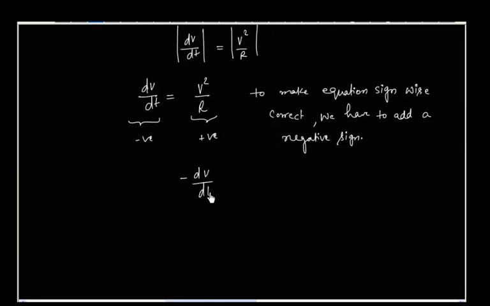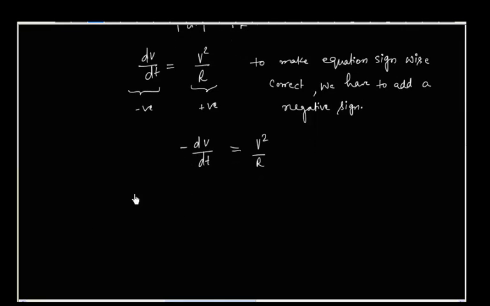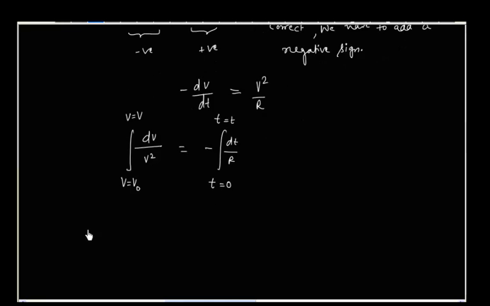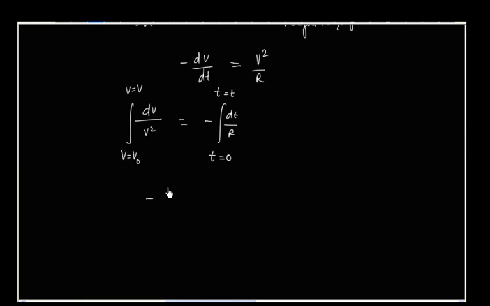Now dv by dt is negative but minus dv by dt is positive. So now the equation is sign wise correct. We can take v square one side and then integrate. At t is equals to 0, v is equals to v naught. Let us say t is equals to t, v is equals to v. So we can integrate.